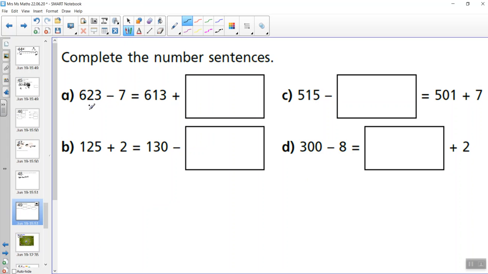So 623 take away 7 is... Sorry about that, children got distracted by somebody there, I do apologise. So 623 take away 7 is 616. So 613 add 3 will give us 616. So try those for me. Pause the video and have a go. And again, you can send them to me when you've done them.